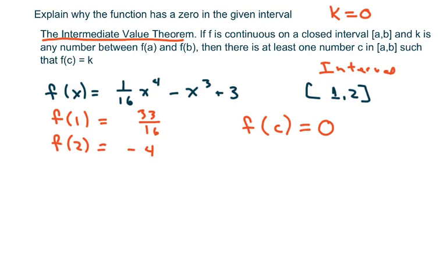And it's going to be between 1 and 2, because 0 is in between these two numbers. And that's basically as simple as it is. It sounds complicated, but it's not. You're just checking to see if your k is in between your f of a and f of b.